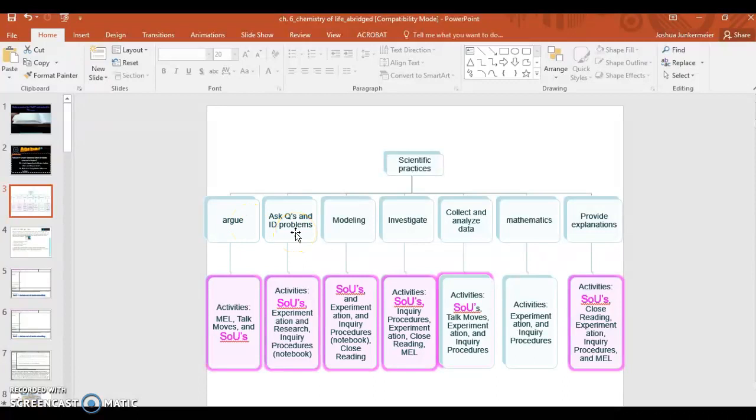They argue, they ask questions, they identify problems, they create models, they investigate, collect and analyze data, they perform mathematics, and provide explanations. These are things that we have already done within our own class just in the past 10 weeks, and I'm proud of that, and I hope you're proud of it too. Continuing with this, though, is activities that help us do more of it, and that's the SOUs. And we'll talk about what that is, but you can see the SOUs allow us to do most of these scientific skills. The one it seems excluding is mathematics, maybe someday, but you can see they allow you to do all the ones that are highlighted in pink.